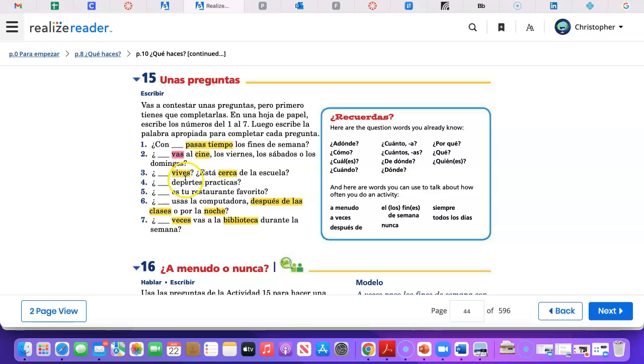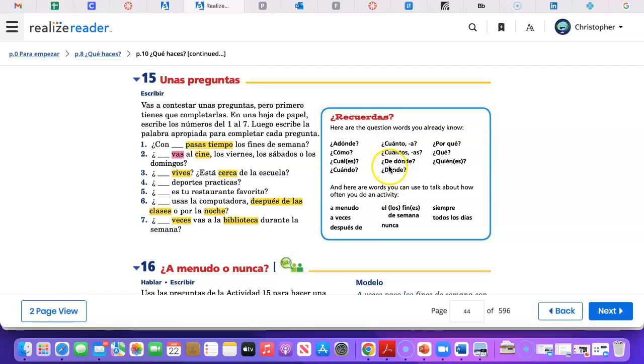Blank do you live? ¿Estás cerca de la escuela? Cerca meaning close. Is it close to school? So if this is asking blank do you live, we're looking for where, which would be donde, right?